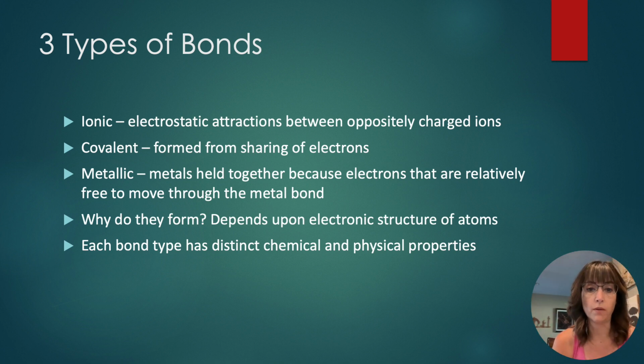Well, why do these form to begin with? It has to do with the electron structure of atoms. Would atoms rather give up and steal electrons? Would they rather create the sea of electrons? Or would they rather just share electrons? And each of these bonds has distinct chemical and physical properties, which will shape everything that we do from here on out.